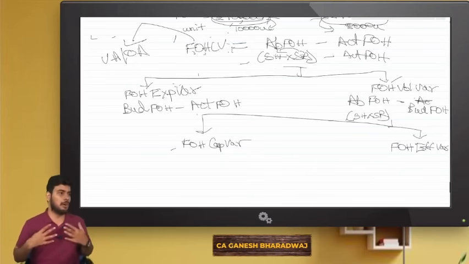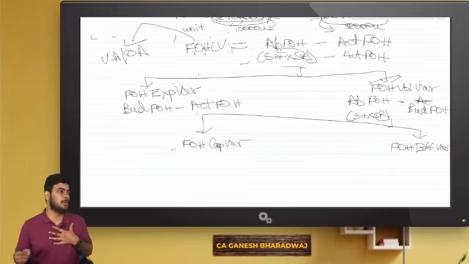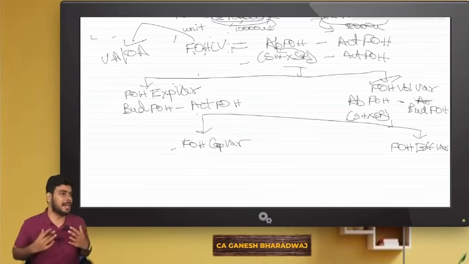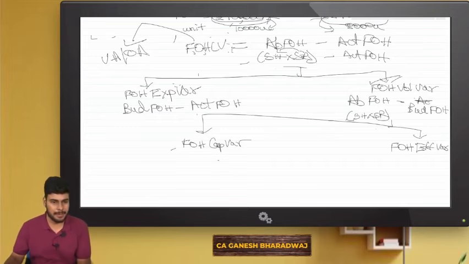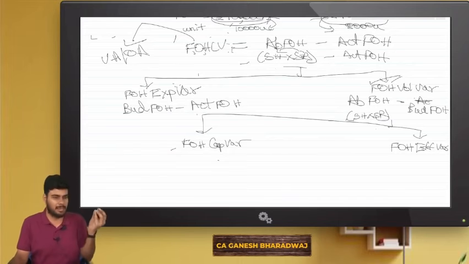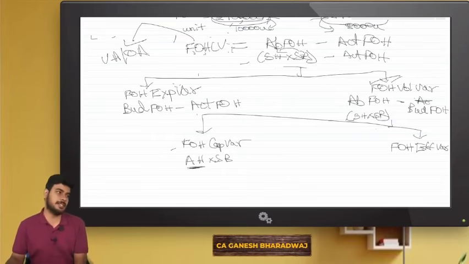Now, these two are also logical. But since I am not explaining the concept of volume variance right now, I just want you to do something that I ask you to do. Only one little thing you need to remember. Can you just remember this one thing? AH into SR. Actual hours into standard rate.